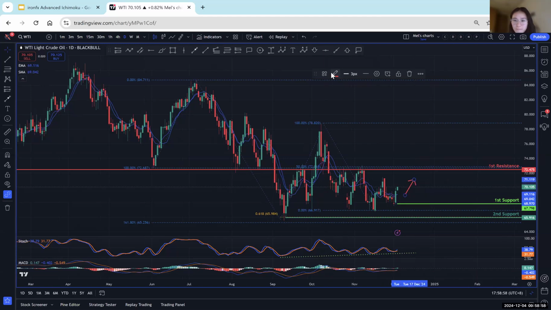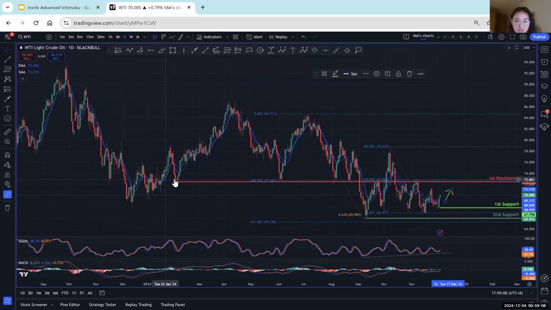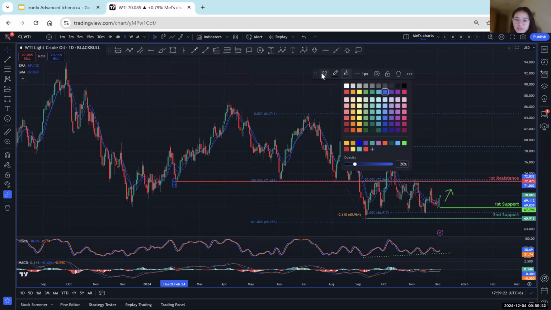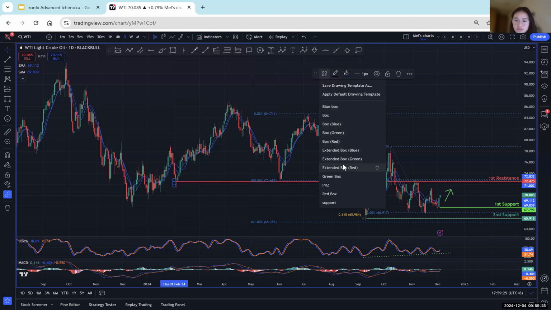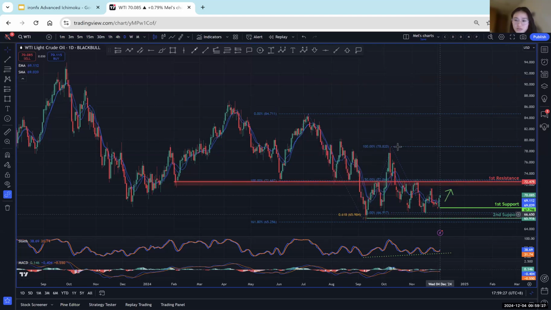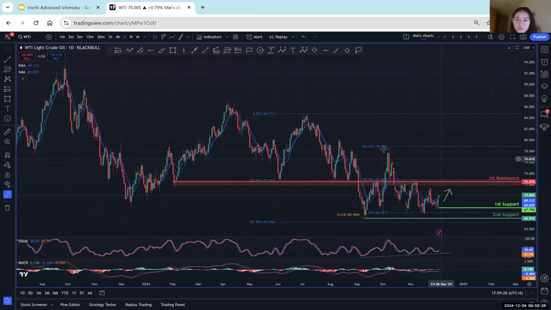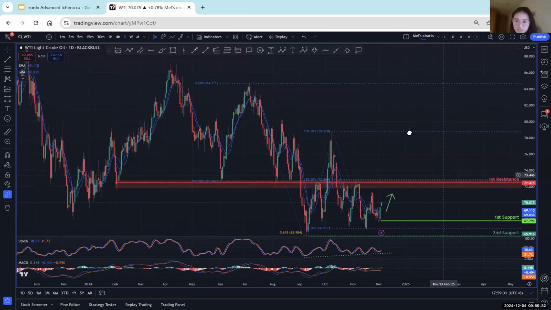So I am expecting it to have enough momentum to at least reach our first resistance, especially since our first resistance is in line with so many swing lows and also two confluence levels. So this is, I think, a pretty significant level. This is resistance. I think prices will continue moving upwards, at least towards our first resistance.